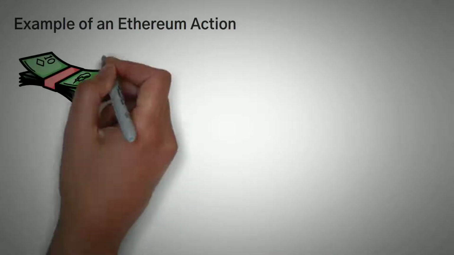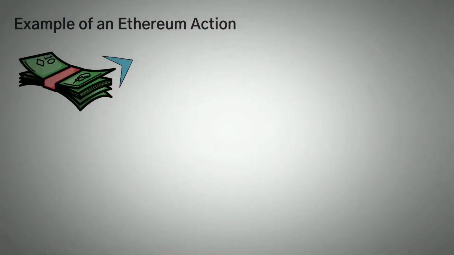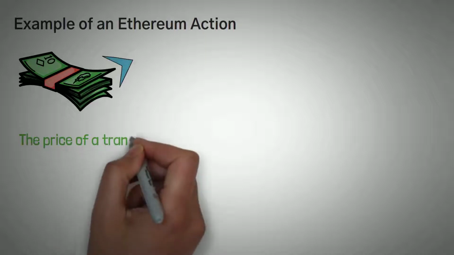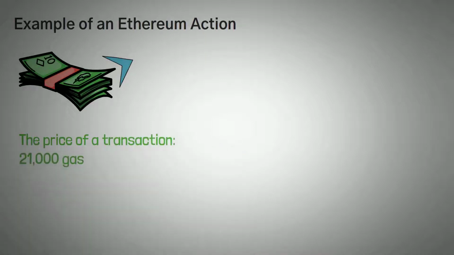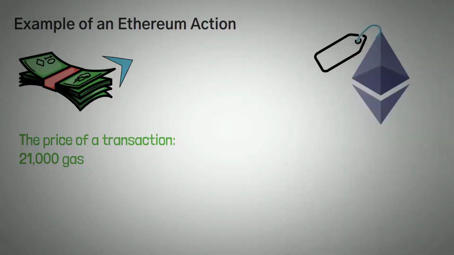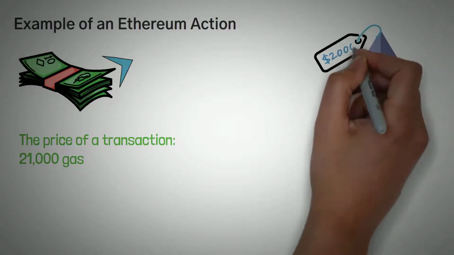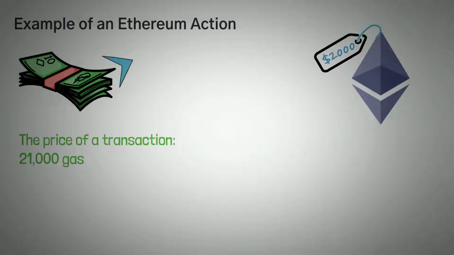Let's say you want to send some money to your friend. Well, first, we're going to have to know some things. The first thing we need to know is the price of what a transaction costs. Well, that is 21,000 gas. This number never changes. The next thing we need to know is the price of Ethereum. Right now, Ethereum is at $2,000 USD, and this number actually changes all the time.